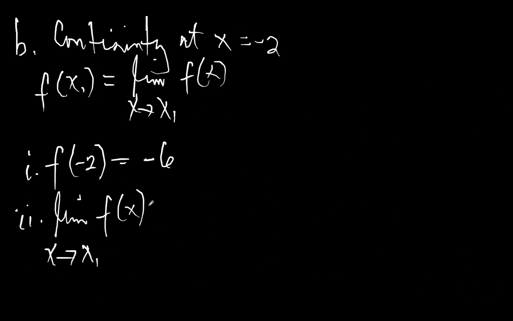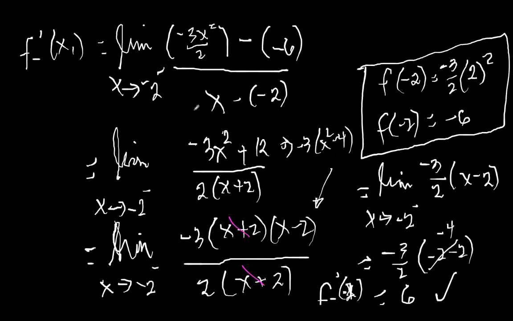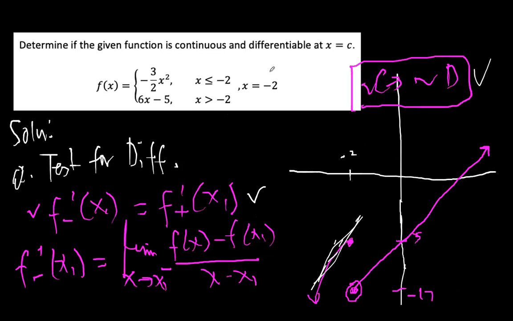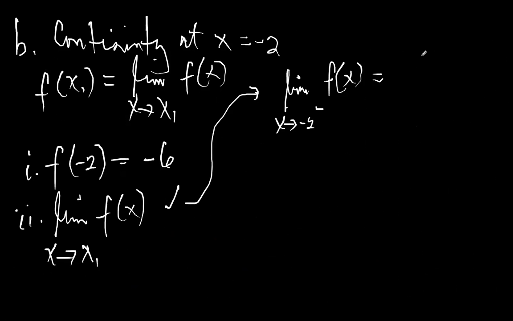All right, so -6. Condition number 2, the limit of f of x as x approaches x sub 1 should exist. And for us to do this, we need to show that the limit on both sides exists. So f of x approaches -2 from the left muna. From the left, when the values of x are less than -2, which function are we going to use? Here we go, -3x squared over 2.